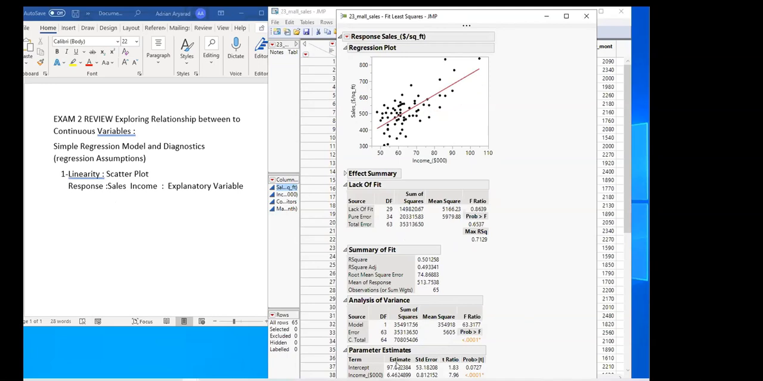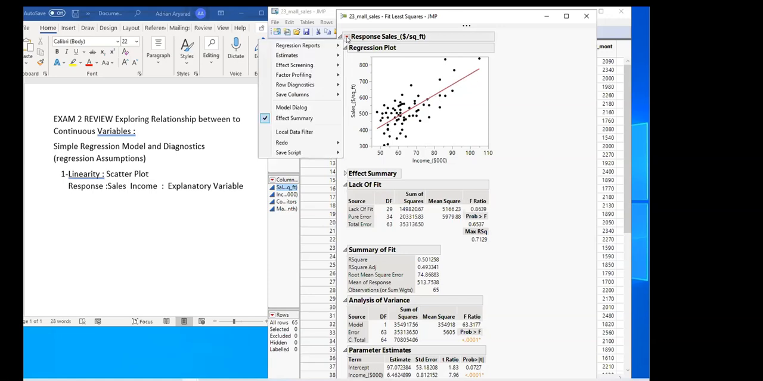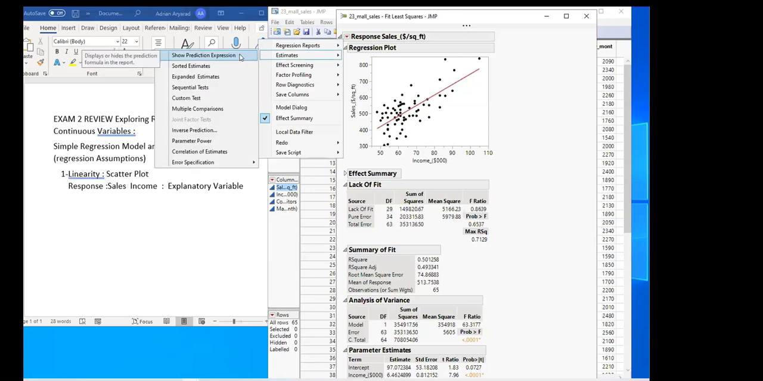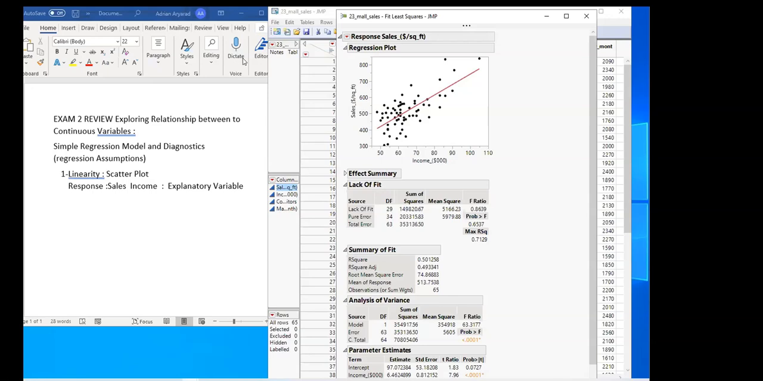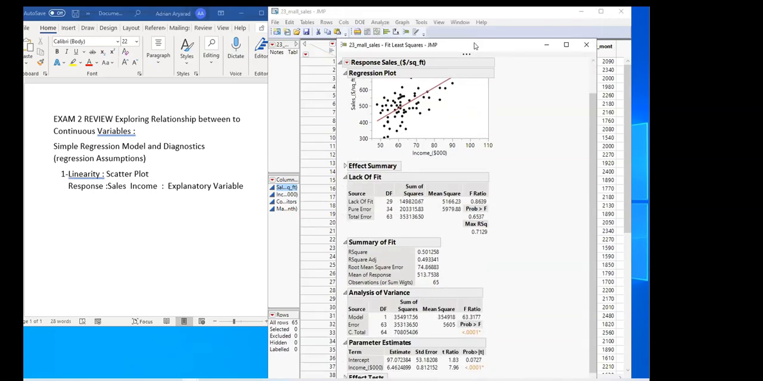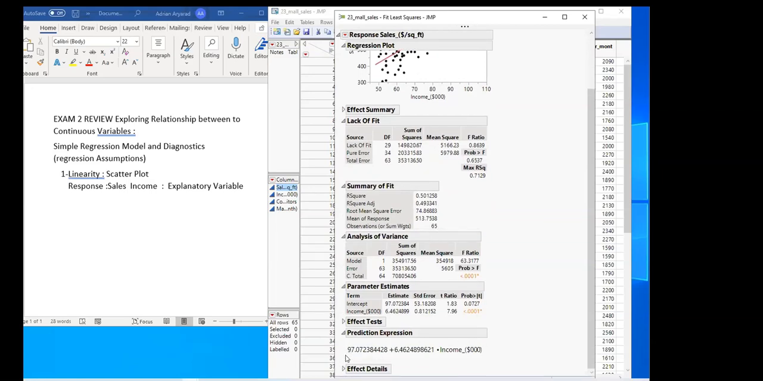We have the parameter estimates. We have the intercept, 97.07, plus 6.4 times the income. You can see that they are not both significant. But let's say that they were significant. What is the next step to do? Next step, you want to see that regression line. I believe you can click here, go to estimates, and click on show prediction expression. What that gives you is the equation of the regression line. The sales on the left-hand side is not shown, but sales equals 97 intercept plus 6.46 times income.